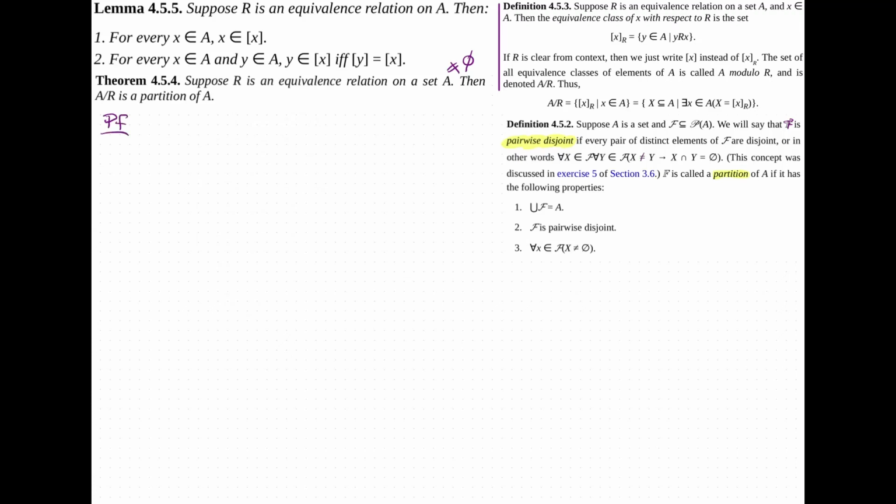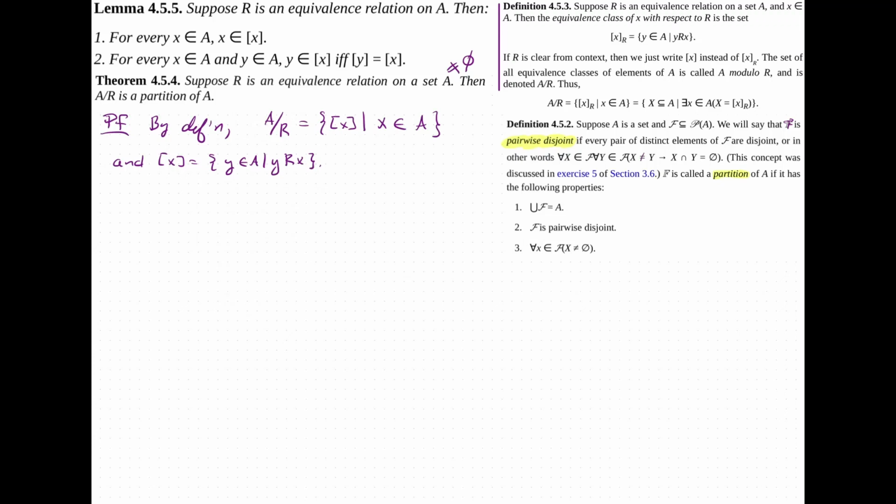And so here's the proof. So if we want to show that A mod R is a partition of A, we need to show these three properties. So let's go about this. By definition, we have that A mod R is the set of equivalence classes of X, where X is in A. And so that's our definition. We have that, and the class of X is equal to the set of Y's in A such that Y is related to X. So we got these two.